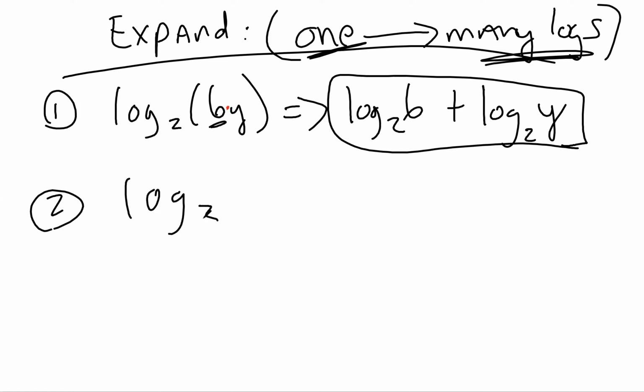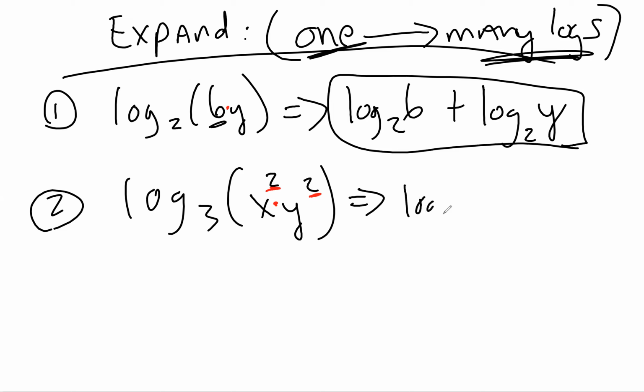What if we have log base 3 of x squared y squared? That's the problem. The first thing we're going to do is look inside the parentheses and ask what is happening. Multiplication, right? But we also have these exponents. The first thing happening is the multiplication, so let's deal with that. If it starts out multiplication, I'm going to turn it into addition. So we're going to have log base 3 of x squared plus log base 3 of y squared. That's me taking care of the multiplication.